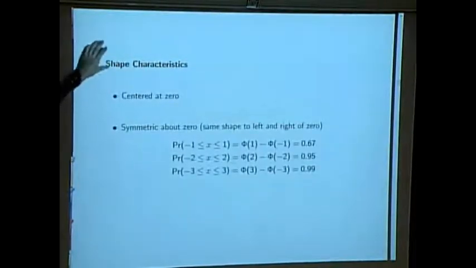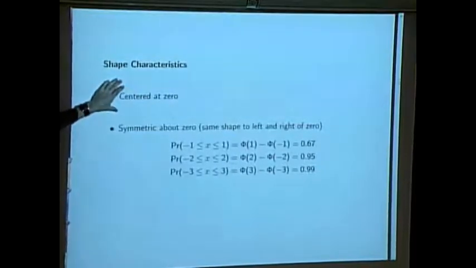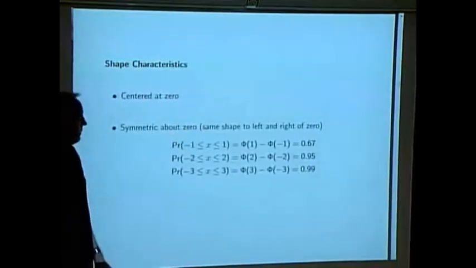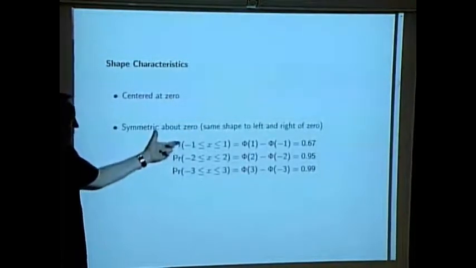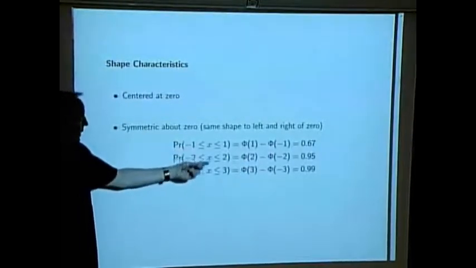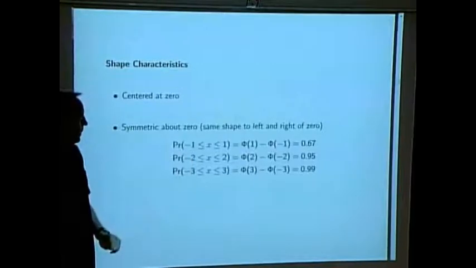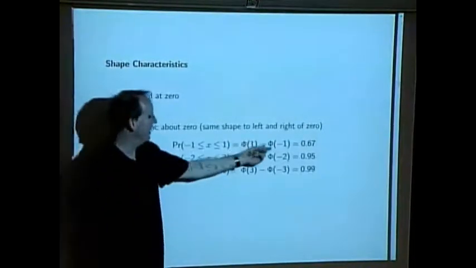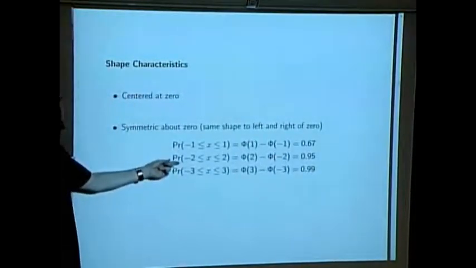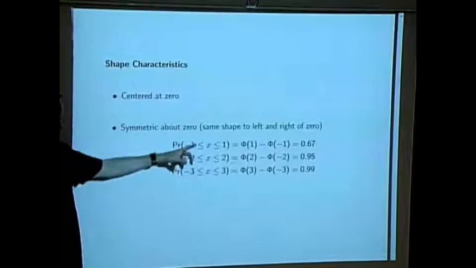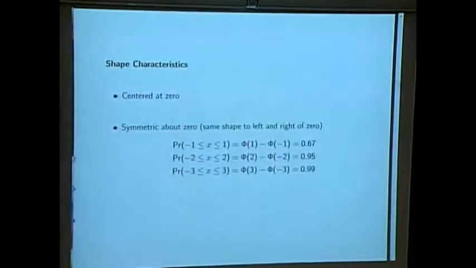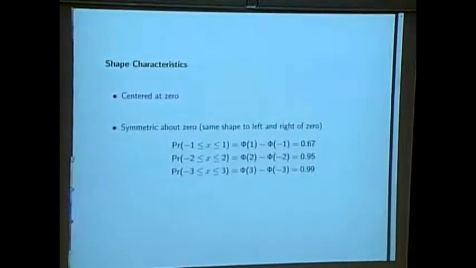So some summaries here. The normal distribution is centered at 0, and it's symmetric about 0. So that means it has the same shape to the left and to the right. And for normal distribution, as I said before, the probability that the random variable is between minus 1 and 1 is, the difference between the CDF at 1 and the CDF at minus 1 is 67%. For standard normal, the probability between minus 2 and 2 is 95%, and the probability between minus 3 and 3 is about 99%.